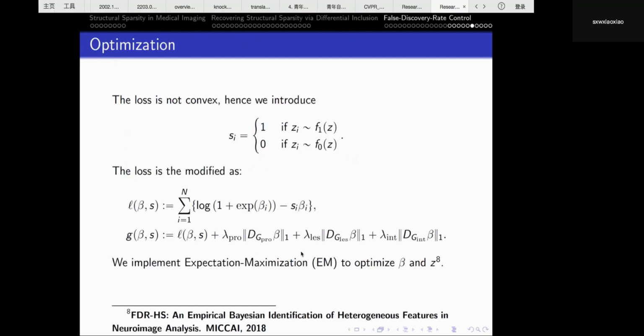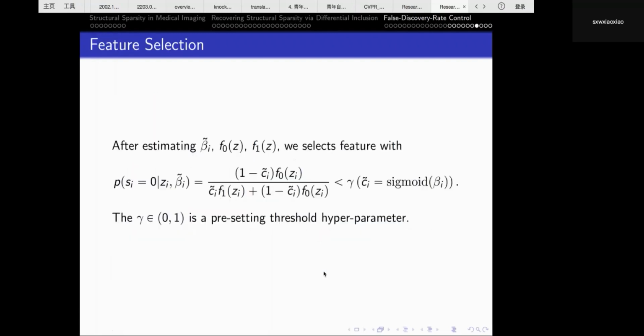Since the loss function is not convex, we introduce a binary hidden variable S, in which S equals 1 if it is generated from the non-null group. We define the loss function over the parameter beta and the hidden variable S, which can be optimized by the EM algorithm. After optimization, we calculate the posterior probability for the feature to be null, and we then select those features with posterior probability of the null less than some threshold value gamma.